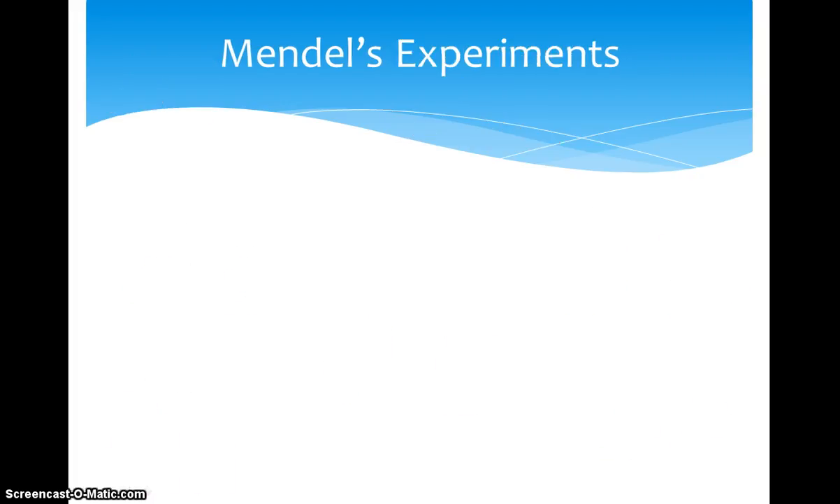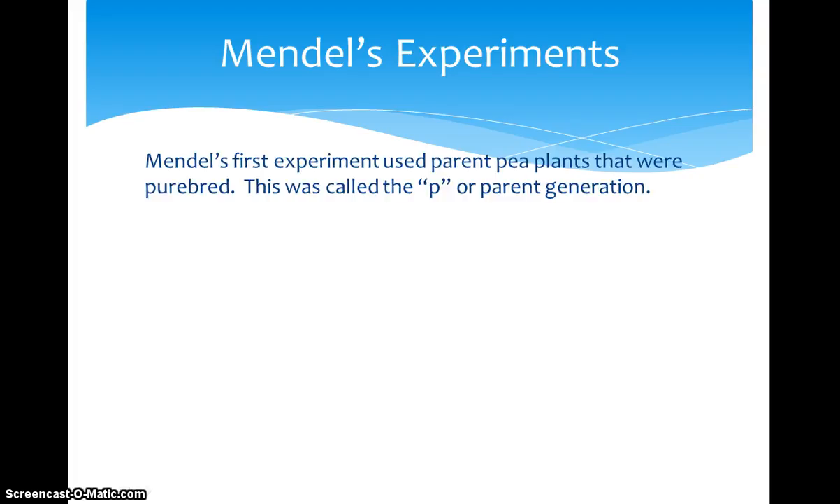So what did Mendel do in his experiments? Well, his first experiment used parent pea plants that were purebred. Now, he called this the P, or parent generation. That's P for parent, not P for pea plant. Purebred means that they always produce offspring with the same traits as the parent, as long as you cross two plants that have the same trait.